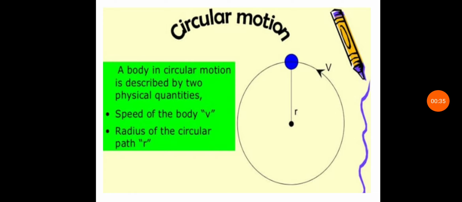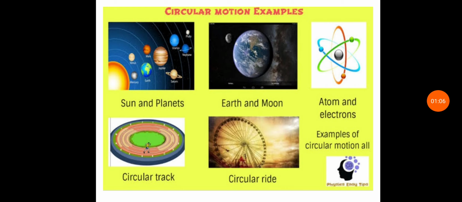Now, in the figure, you can see that a body in circular motion is described by two physical quantities: the speed of the body, that is v, which is moving around the circumference of the circle, and the radius of the circular path, that is r, towards the center of the circle. These v and r are the two main physical quantities described in circular motion. The examples of circular motion are the Sun and the planets, Earth and Moon, atoms and electrons, a circular track, and a circular ride.